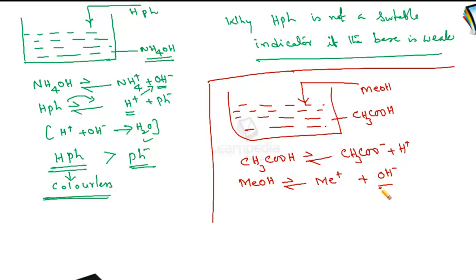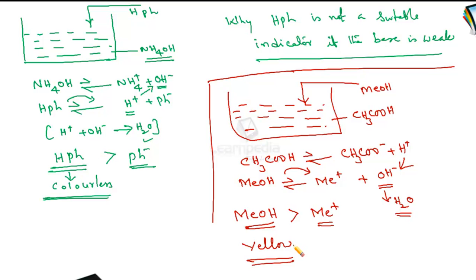Now this OH minus ions taking away the H plus to result in the formation of water is very less. Thereby the equilibrium shifting onto the right hand side is very less. The system being shifted to the right hand side to a lesser extent, not considerably high, the solution will still contain a large excess of the molecular form of the indicator, that is MeOH, when compared to that of the ionic form of the indicator, Me plus. Therefore, the solution will have the color of the molecular form of MeOH. What is the color of the molecular form of MeOH? Yellow.